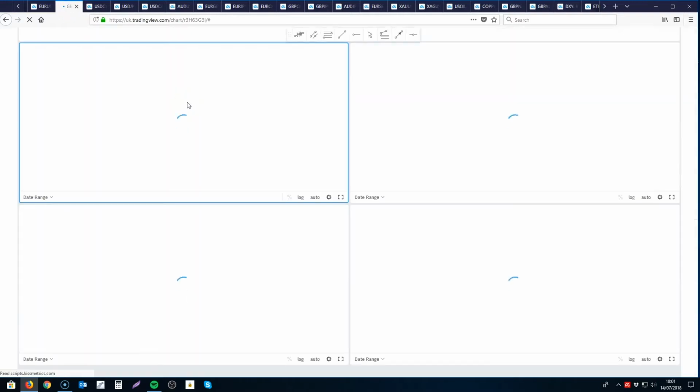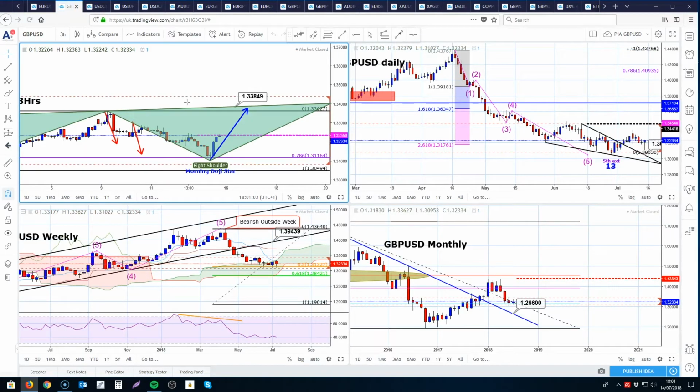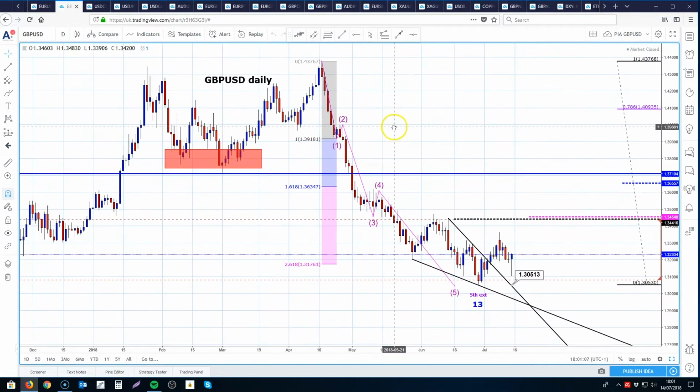Cable. This time frame first, the daily chart, broken out of a wedge formation to the upside. We've seen a good correction lower. It hasn't retested the trend line; reverse trendline support is at 130.50.